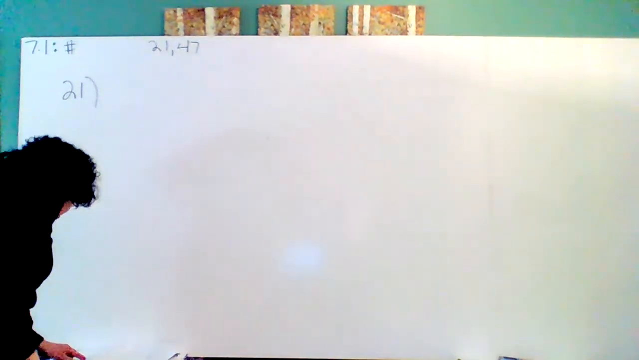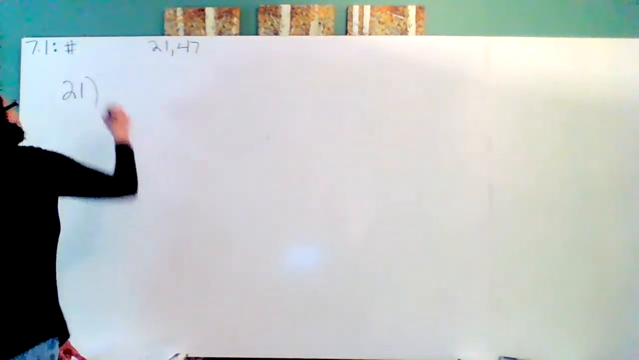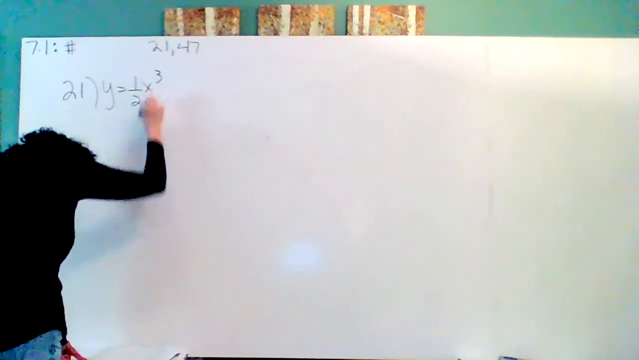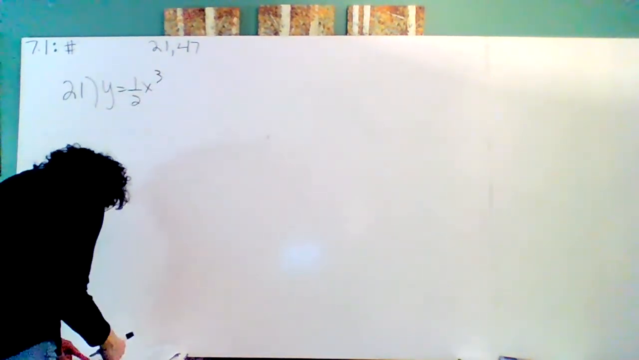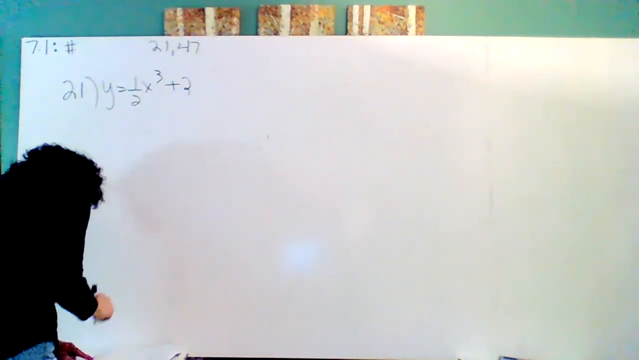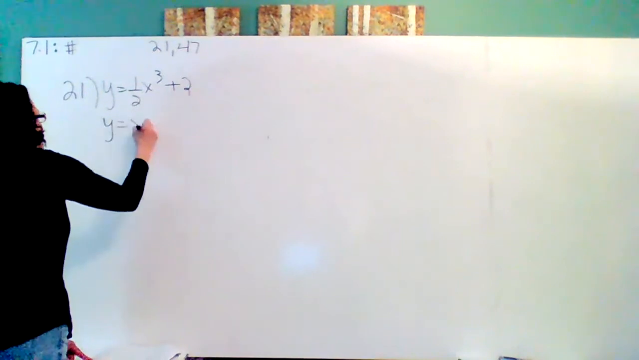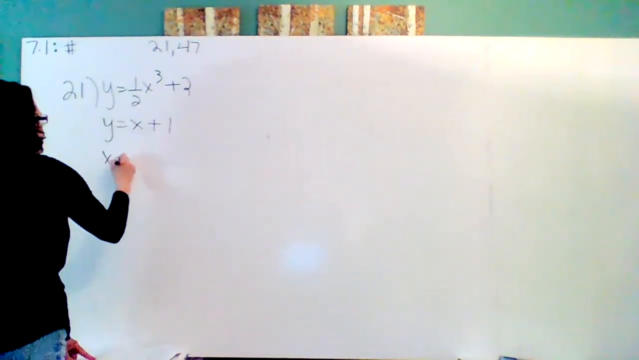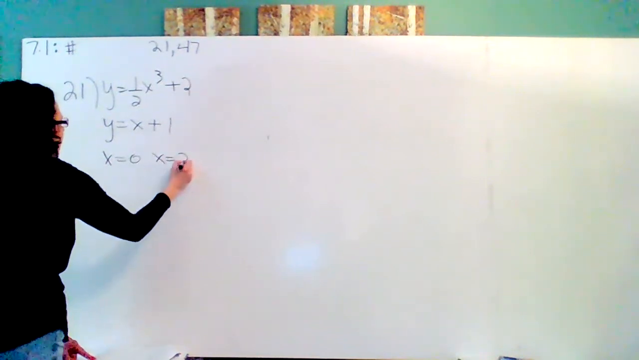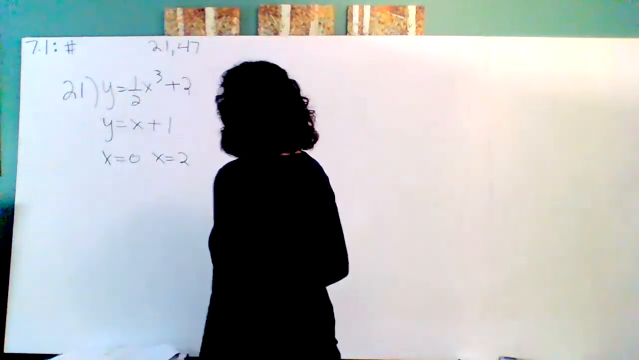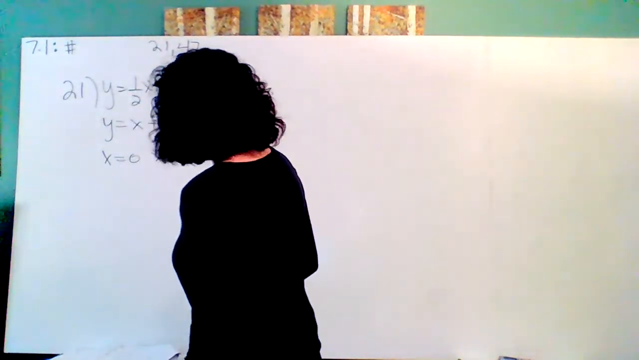Okay, on problem number 21, same question. We have y equals 1/2 x cubed plus 2 and y equals x plus 1. And they give us x's in between 0 and 2. So that's kind of nice that they gave us the boundaries here. So let's see if we can draw a picture of that.